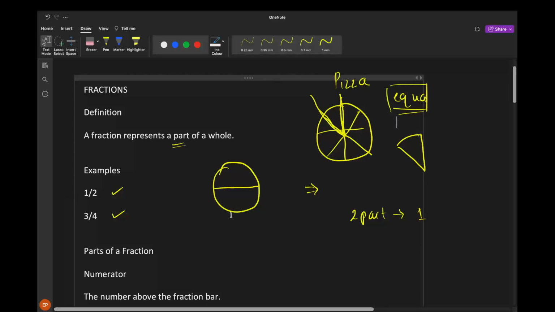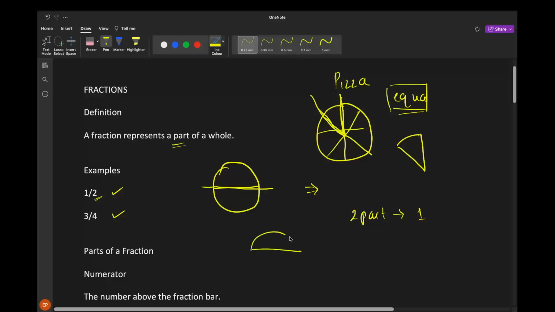This is a full pizza. I am dividing it into two equal parts. These are two equal parts. And if I take this upper part out, this represents 1 by 2. Initially there were two equal parts, and in that I am only picking one.